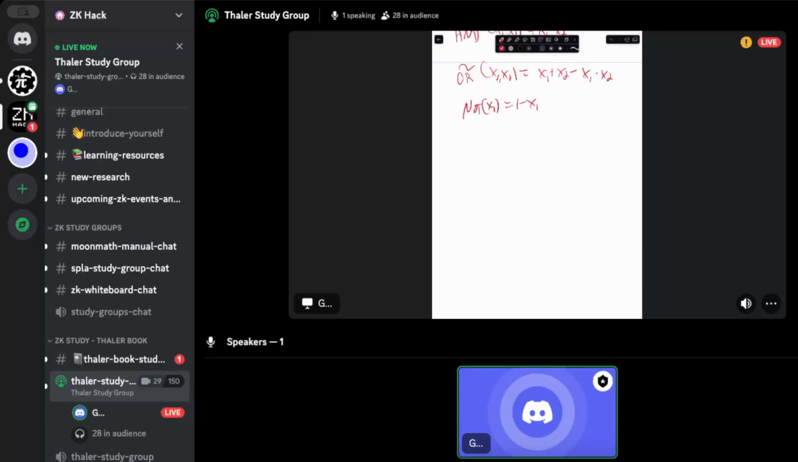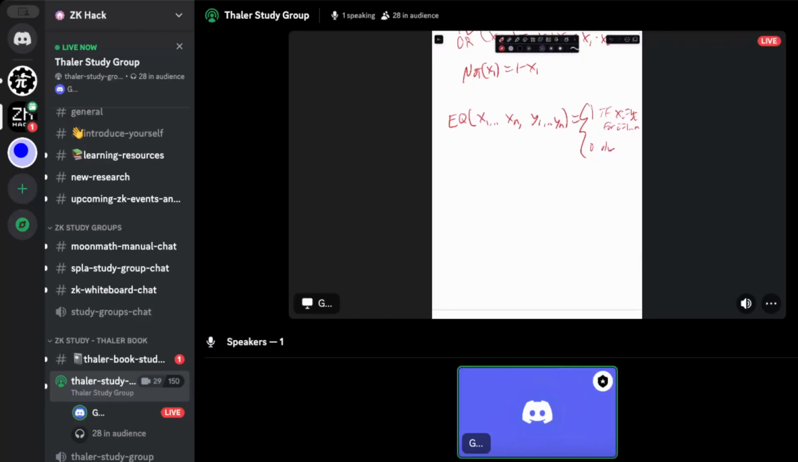And now let's do a more interesting one. Let's talk about the equality function. Let's say this takes as input two n-bit inputs, and outputs 1 if x_i equals y_i for all i, for i equals 1 to n, and 0 otherwise. So the multilinear extension of the equality function, let me just call this x and y, is the product from i equals 1 to n of x_i times y_i plus (1 minus x_i) times (1 minus y_i).